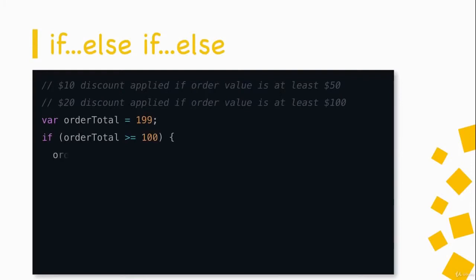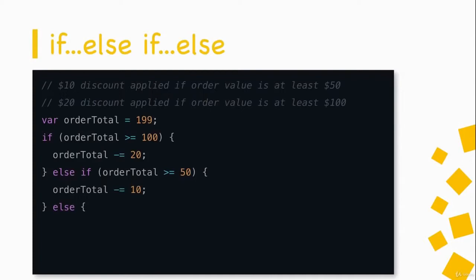And if that's true, then we will minus $20 from the order total variable. Else if order total is equal to $50 or more, then we will minus $10 from the order total. And finally, if none of them is true, then we'll log to the console no discounts. And then we end the statement. And now if we check the order total variable, the value is 179.